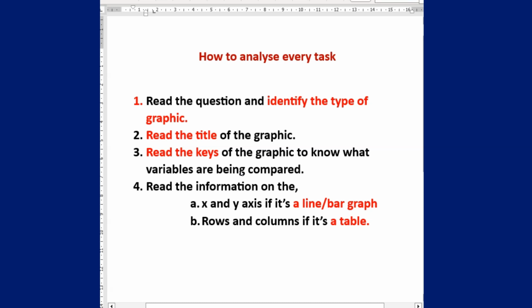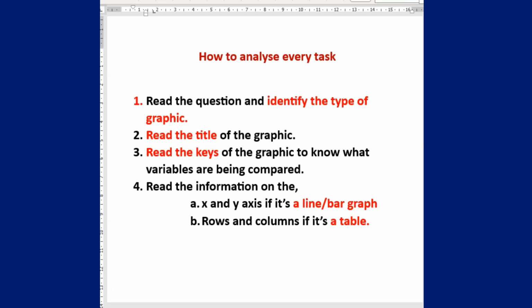Now, this one is quite peculiar to line graphs, tables, and the x and y axis. So you have to read the information on the x and y axis if it is a line or bar graph, and also read the information on the rows and columns if it's a table. You have to know all these things before you start. So you have to look at all these parts and have them on hand. You have to understand them before you start to write.